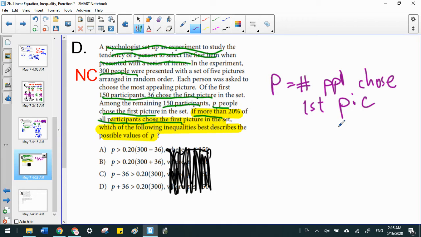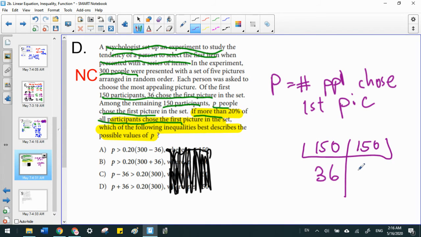And we're just trying to describe how many people are doing that. So the way you could think about it is we have 150 people from the first half that chose and 150 people from the second half. So of the first 150 participants, 36 of those people chose. And then among the remaining 150 participants, P people chose the first picture.